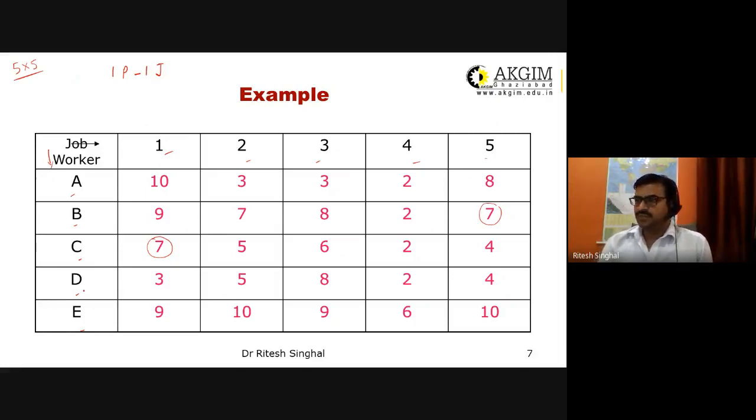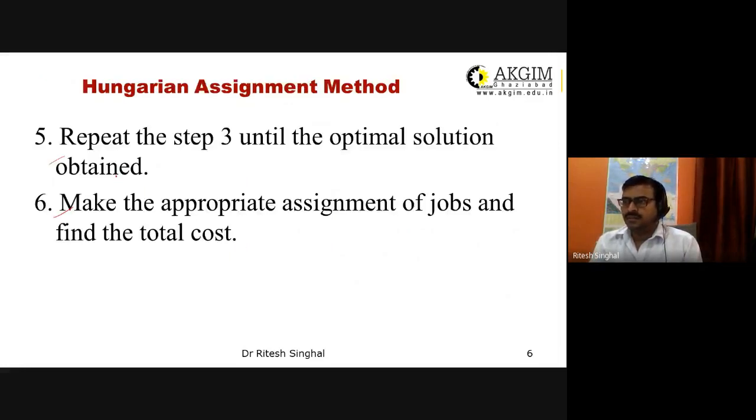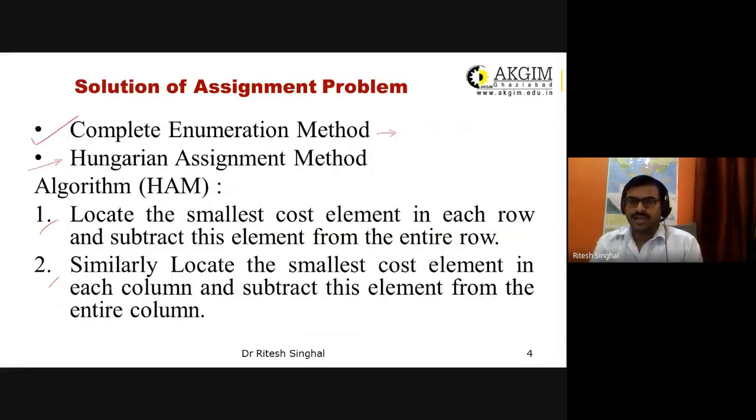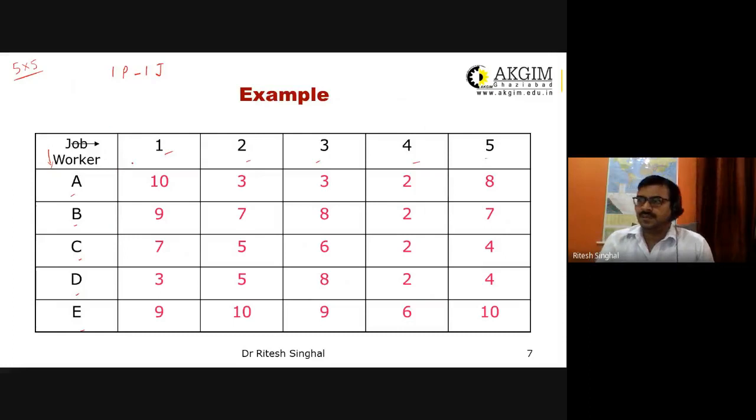Step number 1 is row minimization. We will definitely look into these methods later on, but we are going to apply them in the question. So the first step is row minimization. In this step, we need to subtract the minimum cost element from each row, and subtract this element from the entire row.